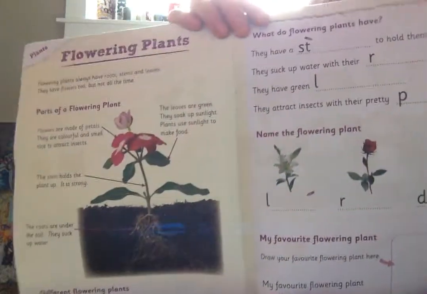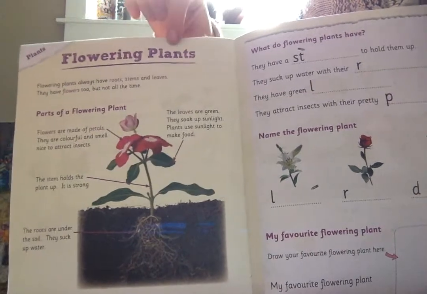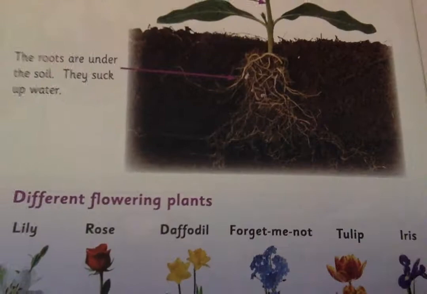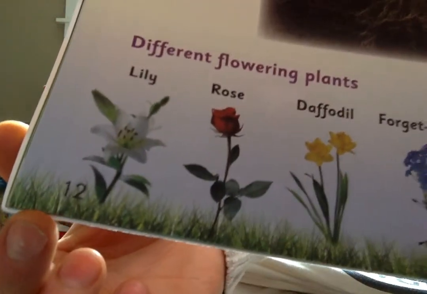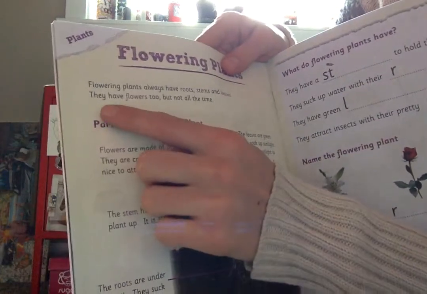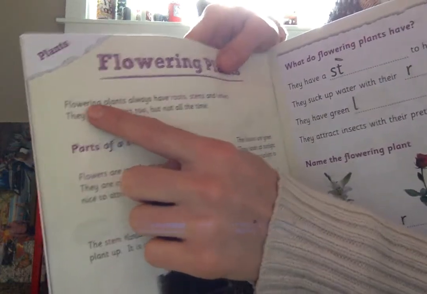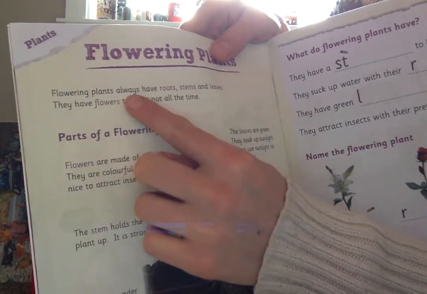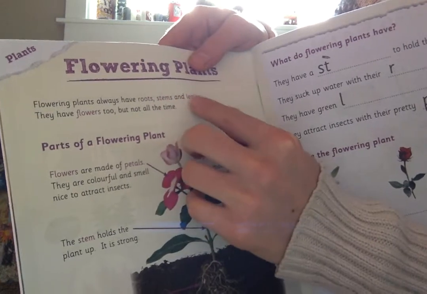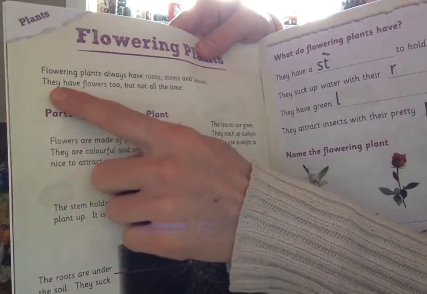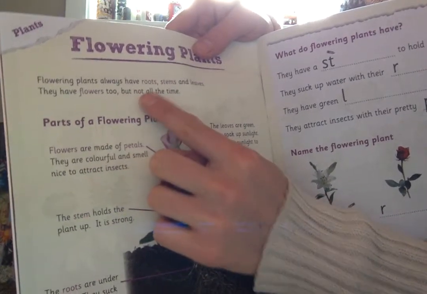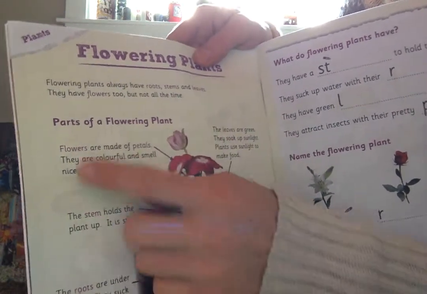Now we will go on to flowering plants. That is on page 12, right here. Okay. Flowering plants always have roots, stems, and leaves. They have flowers too, but not all the same.